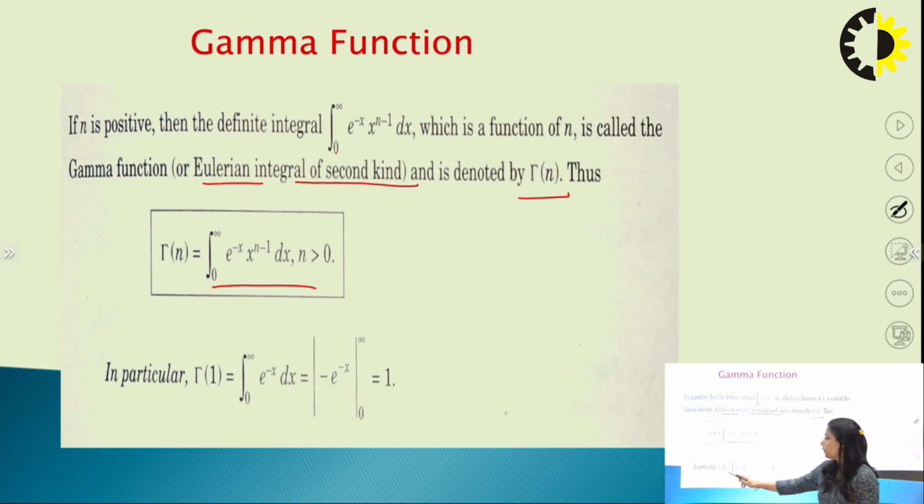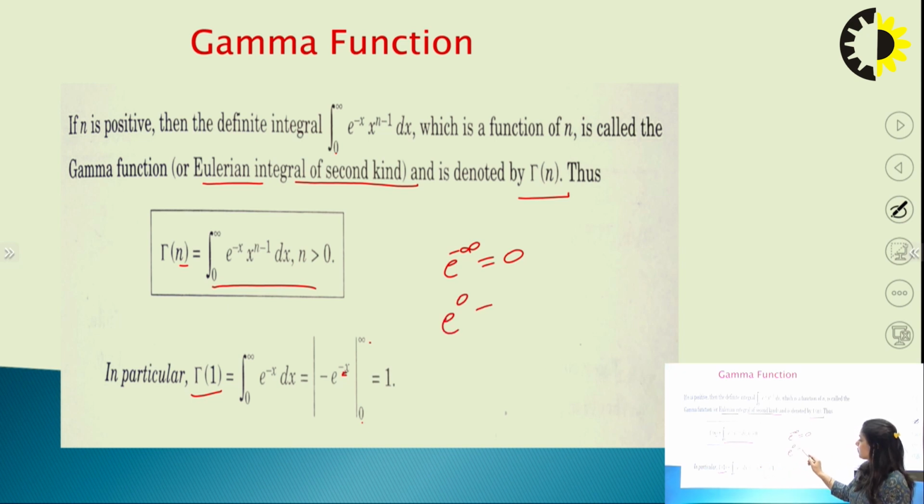So to find the value of gamma 1, we will put n equals 1. So gamma 1 is equal to integration 0 to infinite e power minus x dx. Now integration of e power minus x is equal to minus e power minus x with the limit 0 to infinite. Now we will put the limits, the upper limit and minus the lower limit. So here we put x equals infinite, so e power minus infinite is equal to 0, and now with the minus sign we put x equals 0 and e power 0 is equal to 1. So the value of gamma 1 is equal to 1.